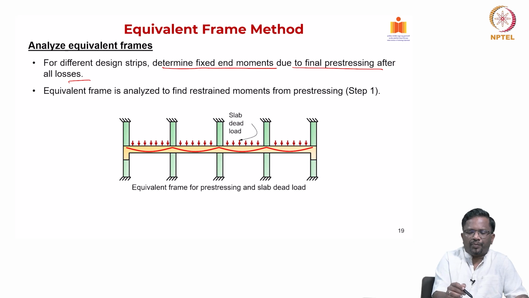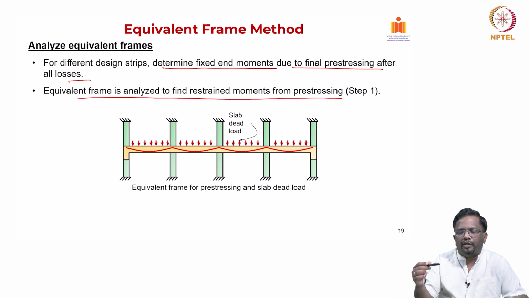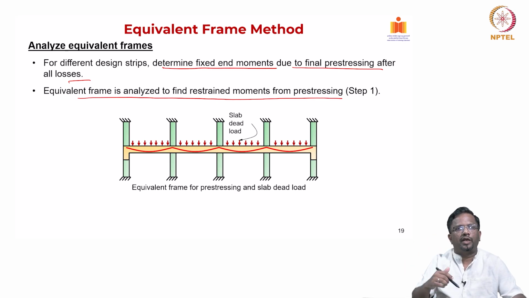Then we analyze the equivalent frame mainly to find the restrained moments from pre-stressing, because when I want to design for capacity, we have to include the hyperstatic moments, as we have discussed in the previous part of the module. Hyperstatic moments are the moments that are created by virtue of the restraints that you have in the system, right. So these restraint moments have to be calculated first. This is your step 1.